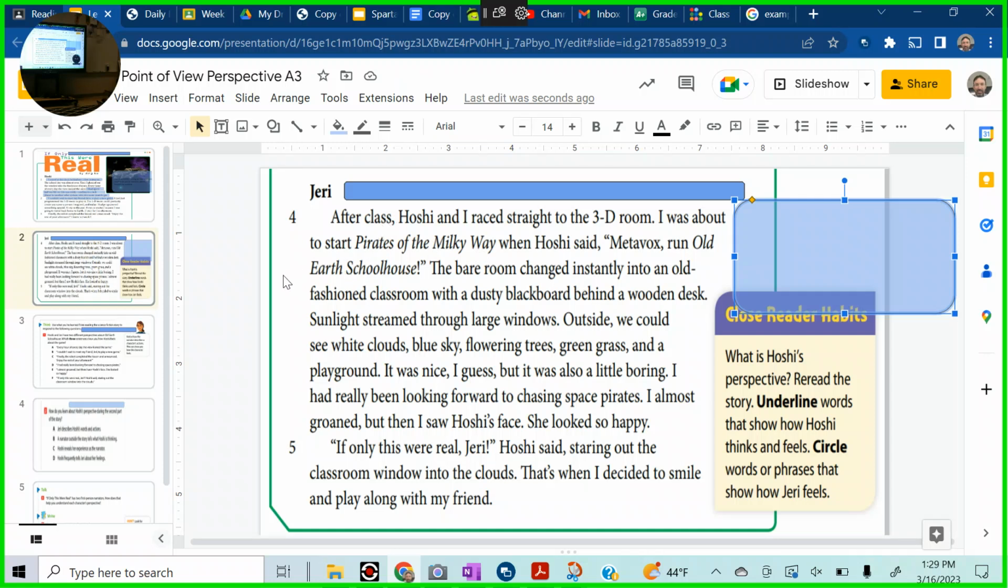All right, go ahead and read, Schreiber. Start this one. Now, wait a minute. Now, whose perspective are we? If we're looking at the text features, Jerry. We're getting Jerry. It literally says that at the top.